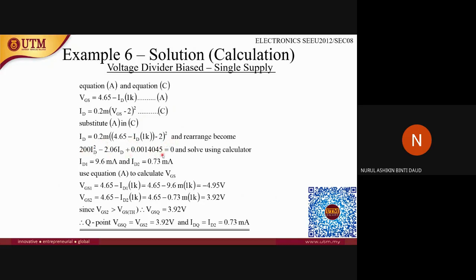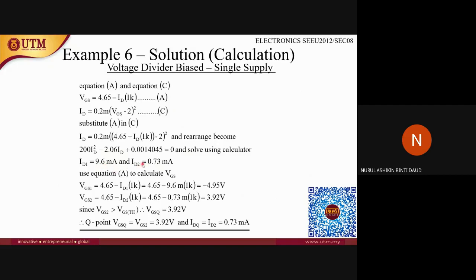Rearrange this equation and you will get this quadratic equation, and then you have to factorize this equation. You can factorize this using a calculator to make it faster. Make sure your calculator can factorize this, because some calculators can't. So make sure that your calculator can do factorization as well during your exam, so that you don't have to do it manually. So you will get the ID values, ID1 and ID2.